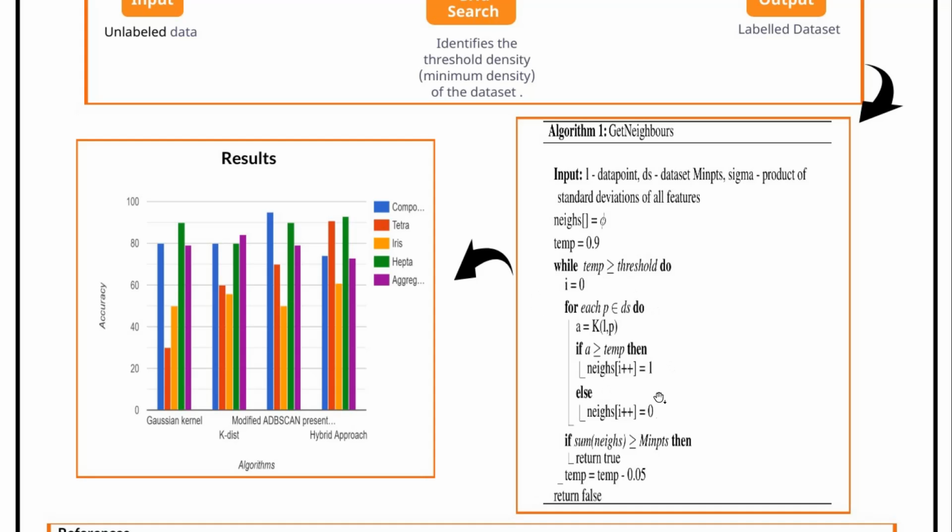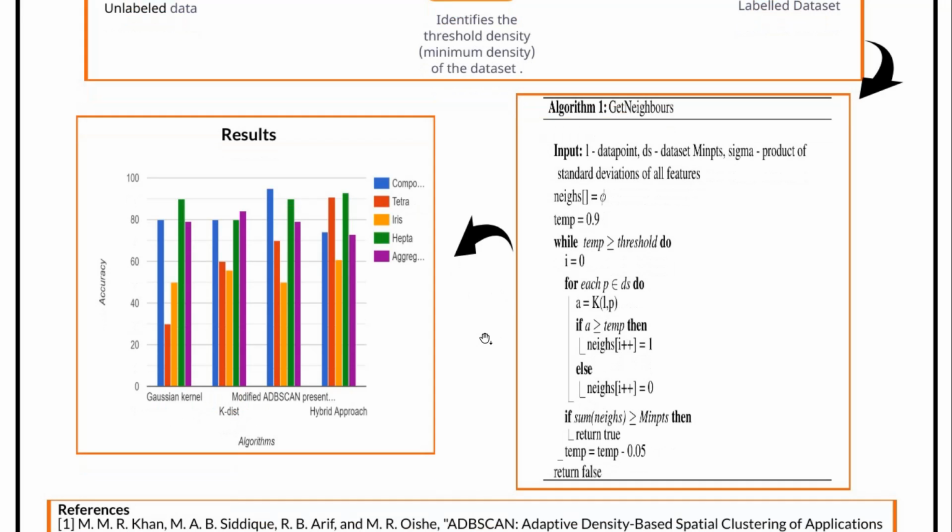I repeat this procedure until the temporary threshold value reaches the threshold value found by grid search. As we are decreasing the temporary threshold value after each iteration, this algorithm can identify varying density clusters. And if even after reaching the threshold value we do not find any clusters, then we declare the data point L as noise and return false.